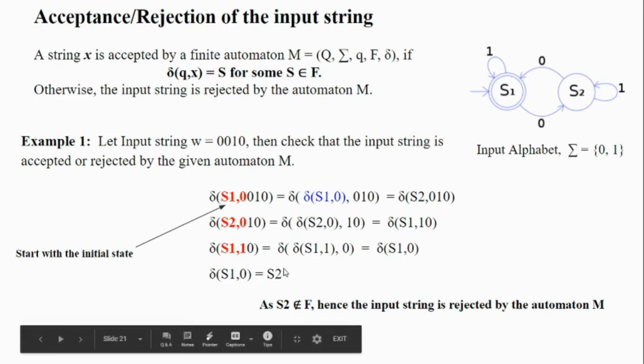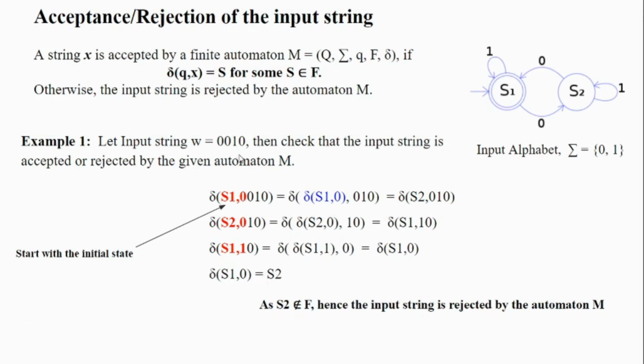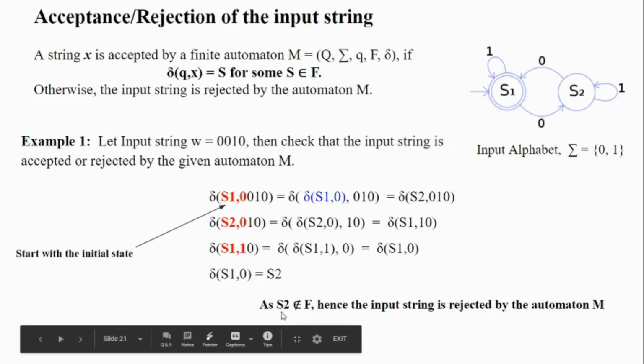I am repeating the concept. If S2, the state after processing the input string, is a final state, then we will say that the input string is accepted, otherwise we will say that the input string is rejected. Because in this example S2 does not belong to F. What is F? F is the set of final states. Because S2 does not belong to F, we can say that S2 is not a final state. The same concept is written mathematically as S2 does not belong to F. Hence the input string is rejected by the automaton.